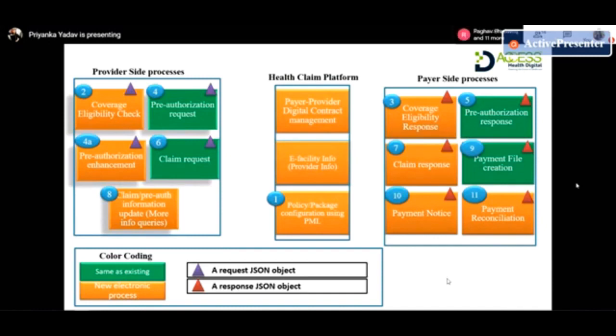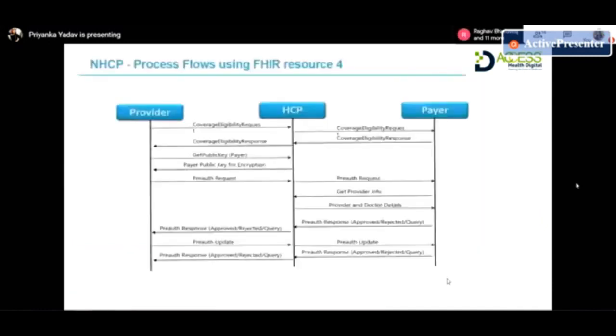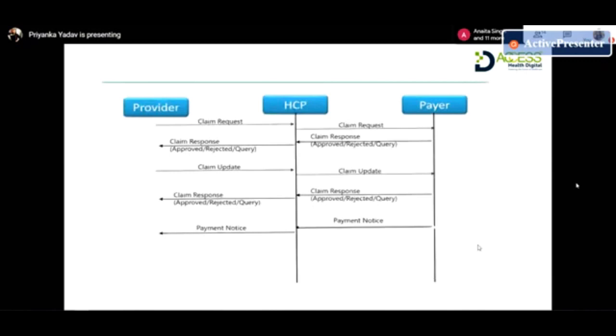Okay. So these are just examples of the transactions that are going to happen from provider to HCP to payer, which I have already explained to you. A coverage eligibility request, against which there will be an eligibility response. Get public key, like I told you: the header part, which has all the identifiers or the address part of the object, will be readable by HCP. The rest of the entire data will be encrypted. Only the payer will have a private key to be able to open and see the data. This is just a sample.